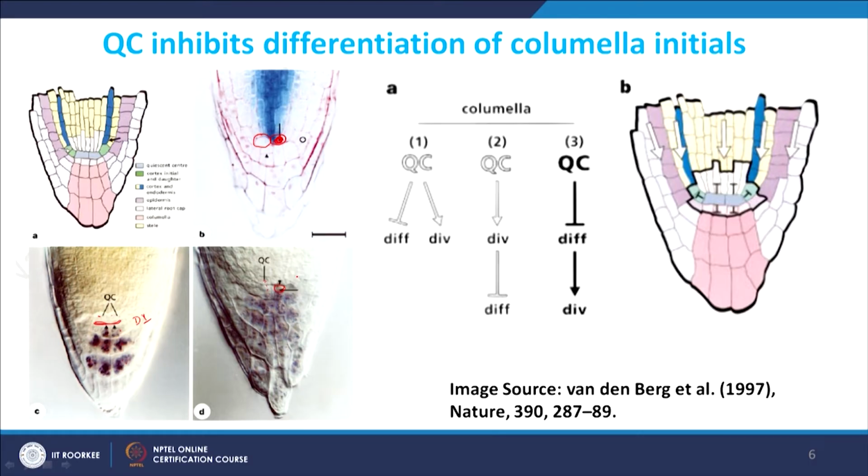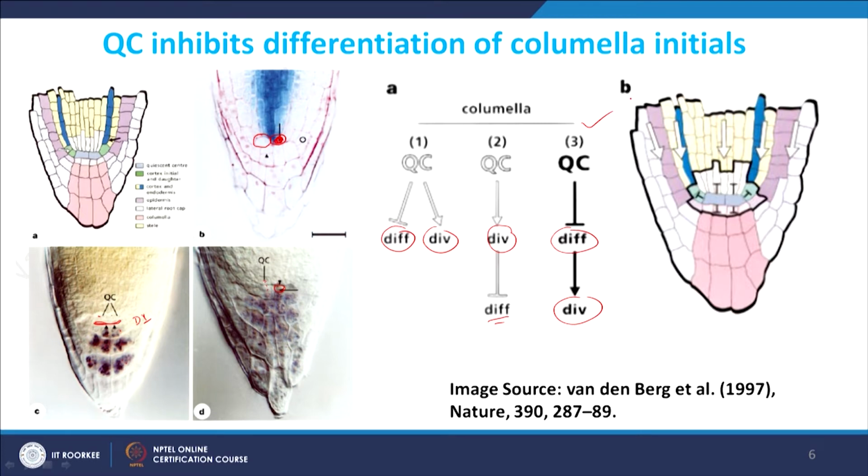How is this possible? What could be the hypothesis? In the first hypothesis, QC is activating division and repressing differentiation simultaneously, independently. The second possibility is that QC is actually activating division and the result is inhibition of differentiation. In the third possibility, QC is actually repressing differentiation and the result is activation of cell division. But if you look at this experiment, this data suggests that the third pathway is working.